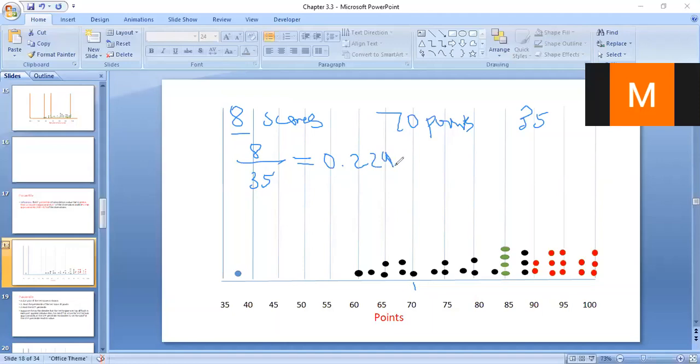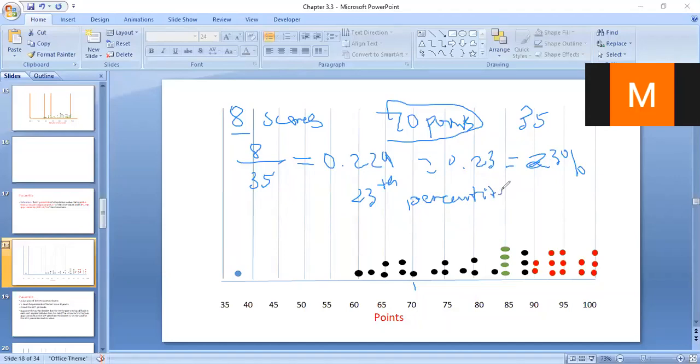0.229. You can get the 0.23. This equals 23%. So that is the score 70 point, it is 23 percentile. From the question, it is find the percentile of 70 point, right?